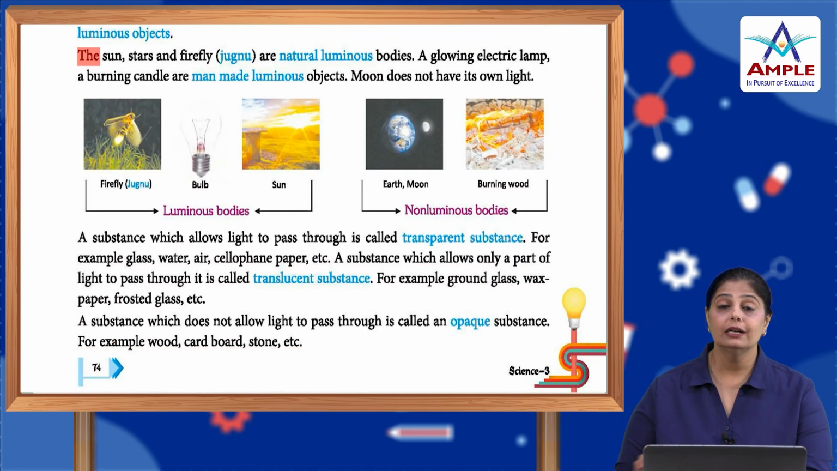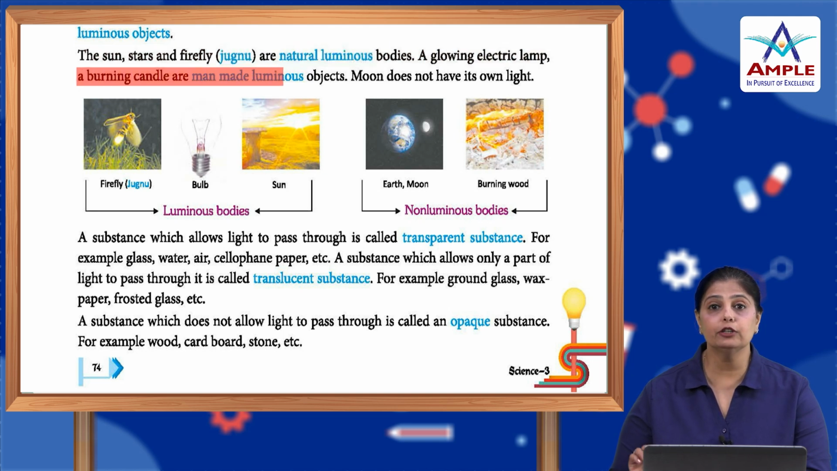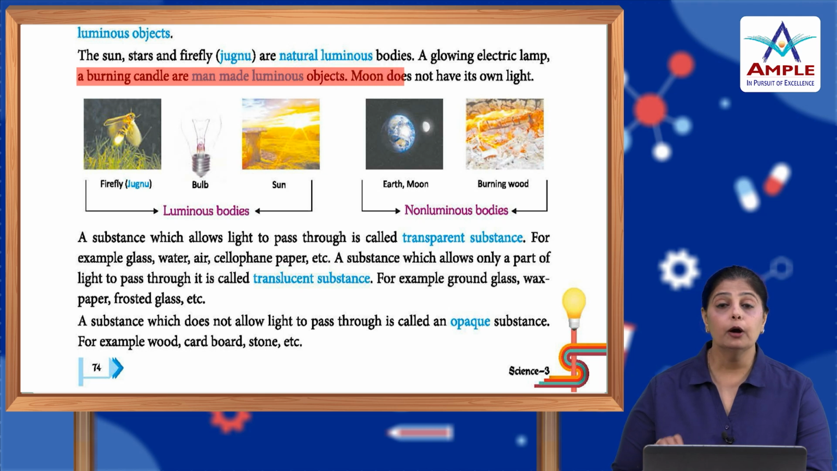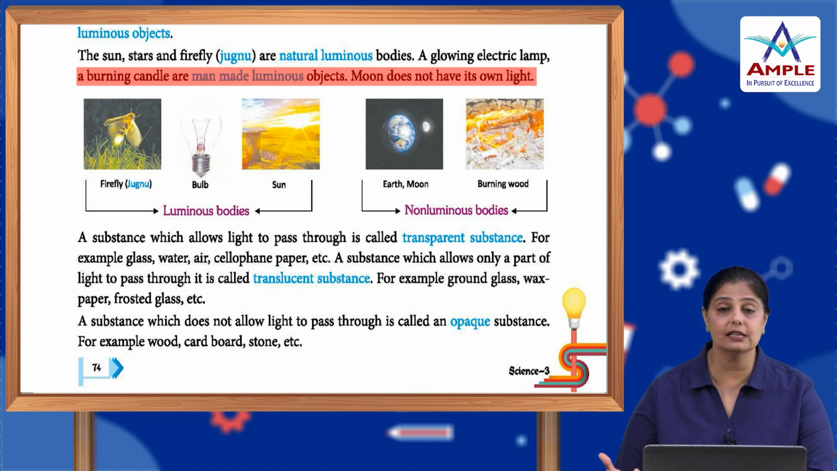Now, the sun, the stars and the firefly or the jugnu, they are natural luminous bodies. A glowing electric lamp and a burning candle are man-made luminous objects. Moon does not have its own light. It gets light from the sun, and from the stars and the planets.